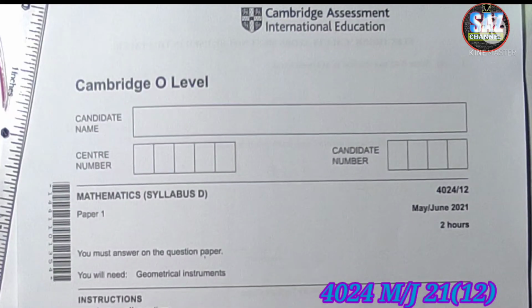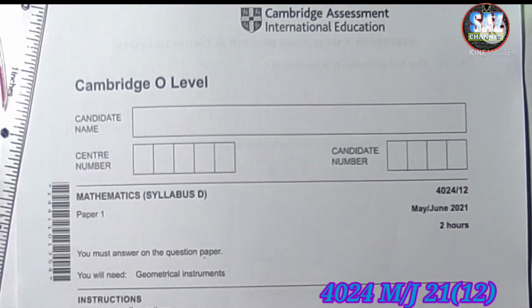This time I will not be going in detail about the general instructions. You can watch my previous lesson in which I have explained all of the instructions in detail. But the important point for this paper is that this paper is without calculator. So before solution of this paper, you should have good command on mental maths skills and the calculation skills, tables and square roots and cubes and the formulas.